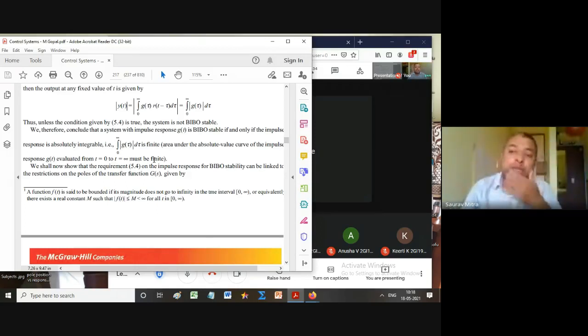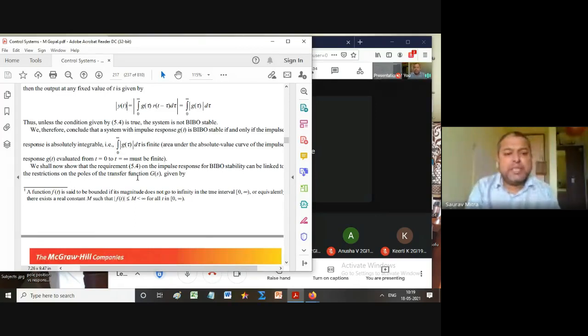These are very important fundamentals. Maybe we are talking very easily about it, but it is written in the book, so please go through page number 217 and try to understand each and every line. What is the meaning of that? So we therefore conclude, this is the crux, the main point, that a system with impulse response g(t) is BIBO stable if and only if the impulse response is absolutely integrable and is finite. That means the area under the absolute value curve of the impulse response g(t) evaluated from t equal to 0 to t equal to infinity must be finite. So either you listen to my lecture afterwards or you go through this book. Any of these two things you have to do, then you will be able to get the actual feeling of it.